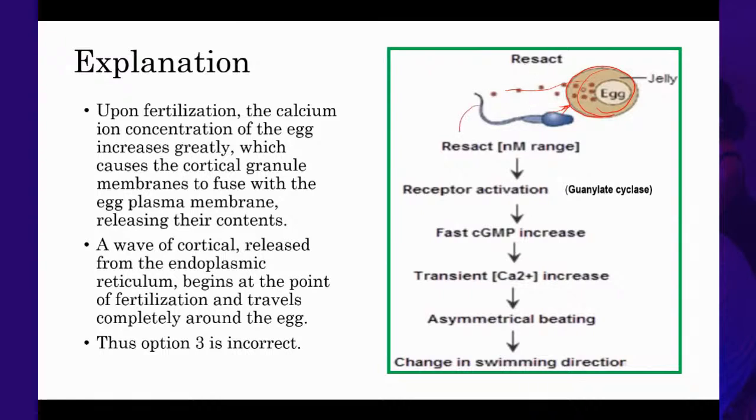Now there is a change in resact. There are some nanomolar range changes in the resact. It can sense even minute concentrations of resact, because of which, when it binds to the receptor on what? On the sperm or on the egg? So this resact receptor, where do you expect it to be present? On the sperm or on the egg?